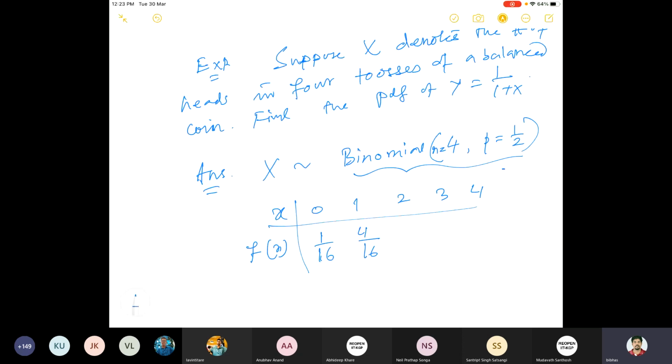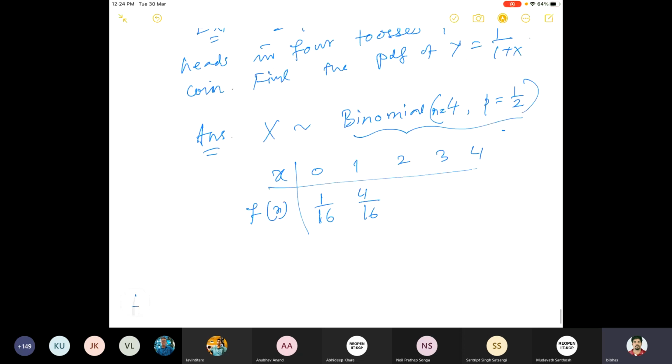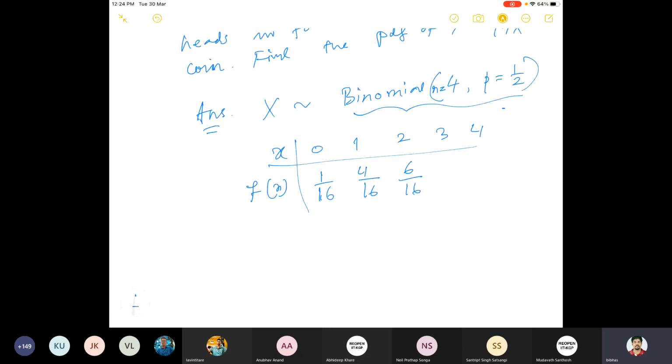So if we use the binomial distribution, I can find out this probability. Here k is the number of successes, let's say. Putting k equal to 2, it is 6 by 16. Then for 3 it will be 4 by 16, and for 4 it will be 1 by 16. Now if you want to find Y, which is 1 by 1 plus X, then the value of y is equal to 1 by 1 plus small x. Now x could be 0, 1, 2, 3, 4.